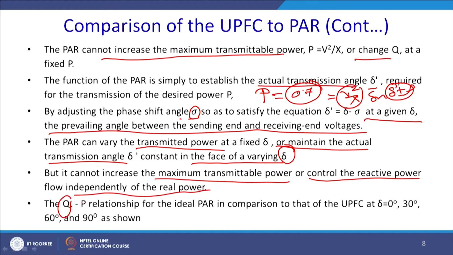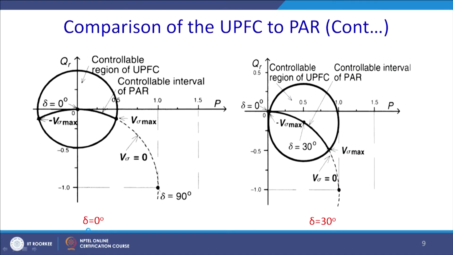The QR and minus P relationship for the ideal PAR, in comparison with that of the UPFC at delta equal to 30, delta equal to 60 and delta equal to 90, is shown here. So this is the controllable UPFC with PAR and this is a limit with a V sigma, and this is the uncompensated one, and similarly this is a controllable region.